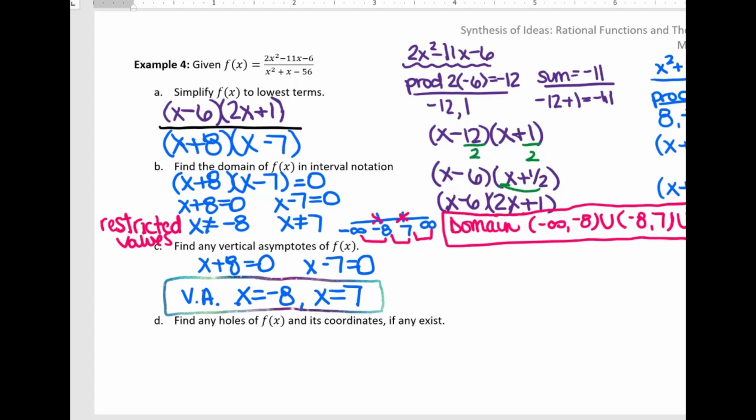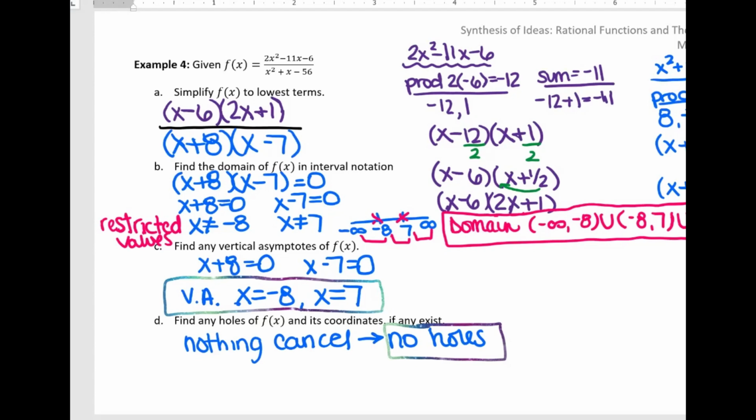Now that we've found our vertical asymptotes, looking for the holes, since we had nothing cancel, that means that we have no holes. Remember, to have a hole, you need to have a factor that canceled out.